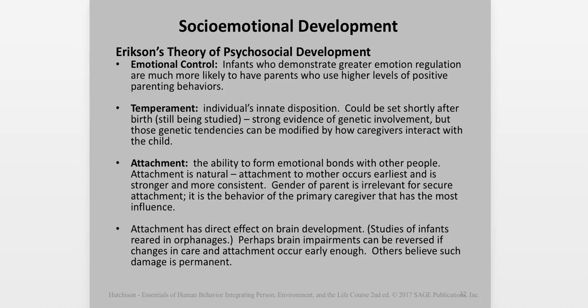all things being equal. Now, we're talking here about a mother who is the primary caregiver. The attachment to the mother occurs the earliest and is stronger and more consistent than attachments to other individuals. But the text points out that studies have shown that gender is really not the issue here. It is who is the primary caregiver. So, if for some reason a father is the primary caregiver for an infant, then that father may become the primary source of attachment for the infant, and will have a lot of influence on the infant.